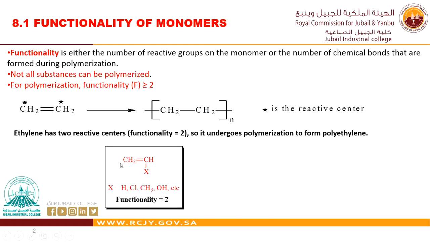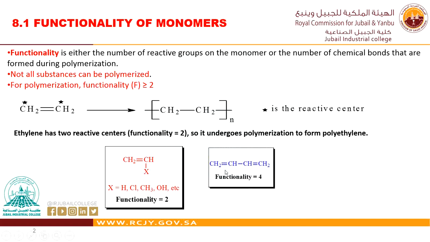Now, if you look at this monomer, in which X is represented, X could be hydrogen, it could be chlorine, it could be methyl, it could be hydroxyl, it could be benzene ring. If it is hydrogen, then we say it is ethylene. If it is chlorine, it's vinyl chloride. If it is methyl, it is propylene. And if it is OH, it is vinyl alcohol. If it is benzene ring, then it is called styrene. Since all these monomers will react on the double bond, it means it has one double bond, so the functionality is equal to 2. So for each double bond, functionality is equal to 2.